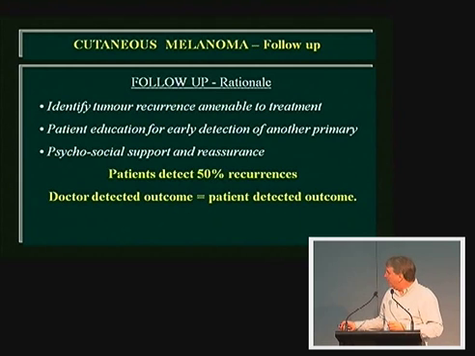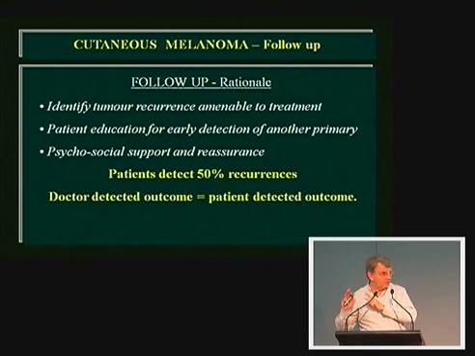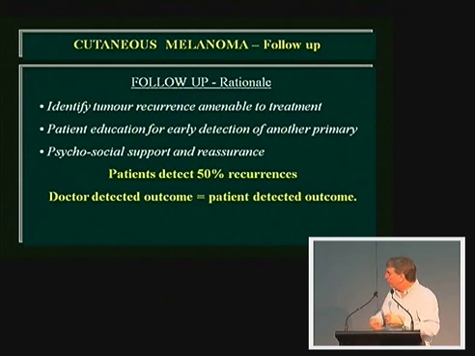What do we do for follow-up? The reason we do follow-up is because we want to identify if there's any recurrence, like in the lymph glands, that we can treat. It's all about early detection. Pip mentioned the risk of a second primary melanoma. In Queensland, it's around 6%, but if you're in the higher risk group, it's probably much higher. And it's also for support and reassurance for patients.